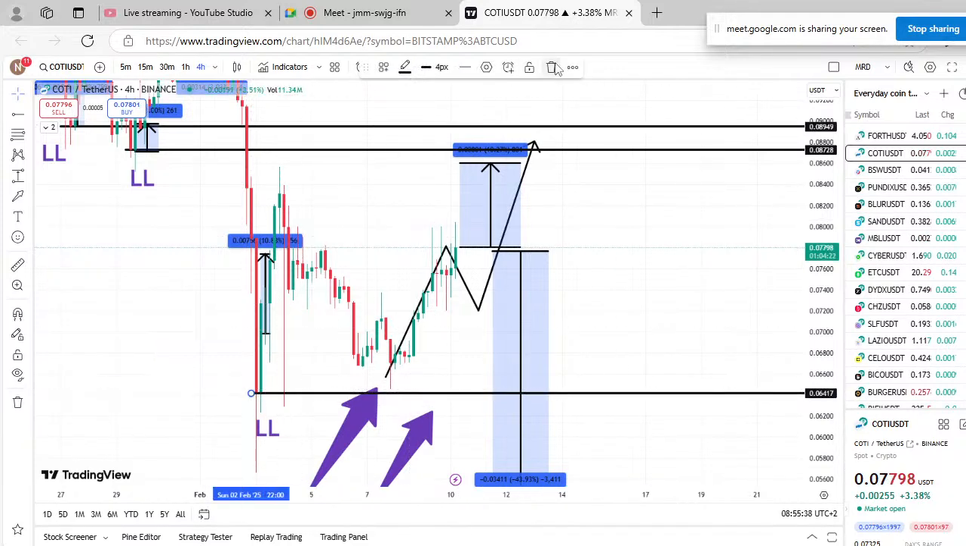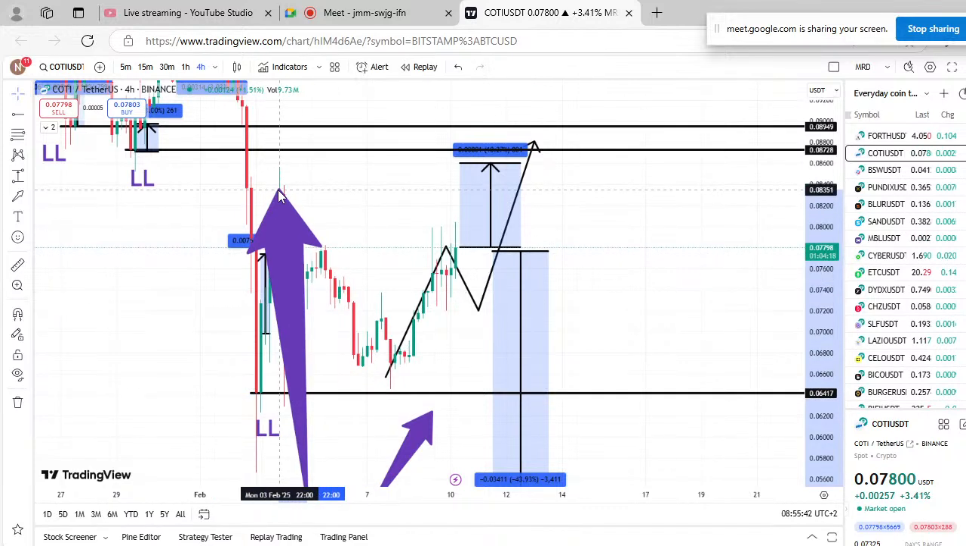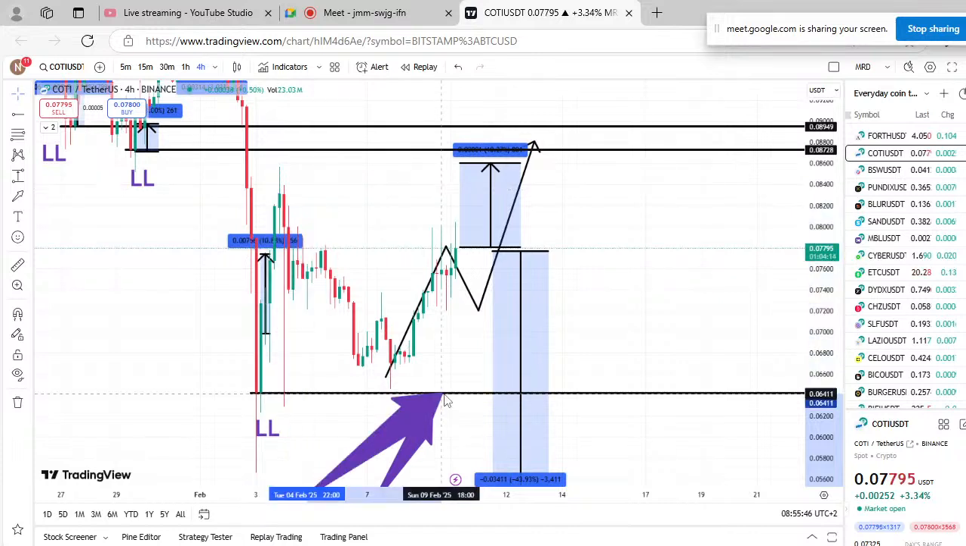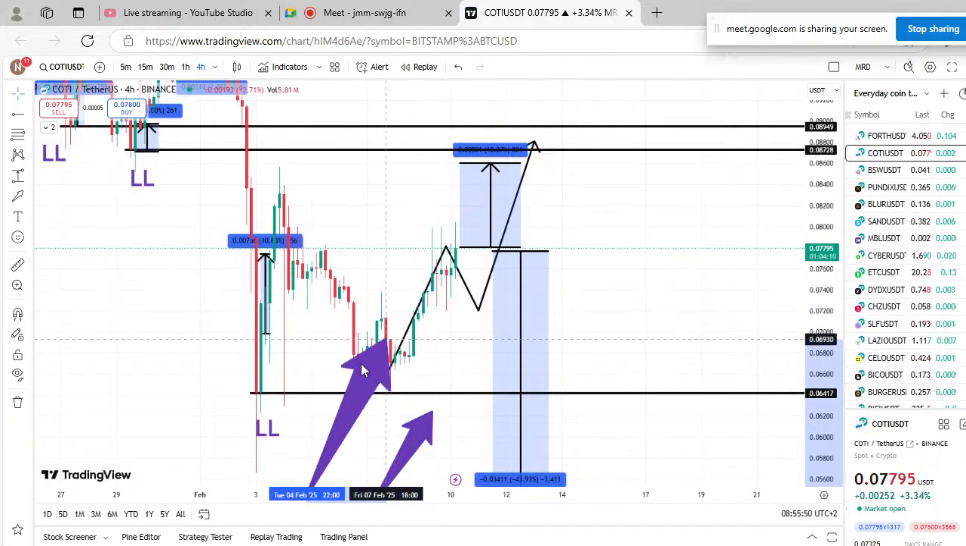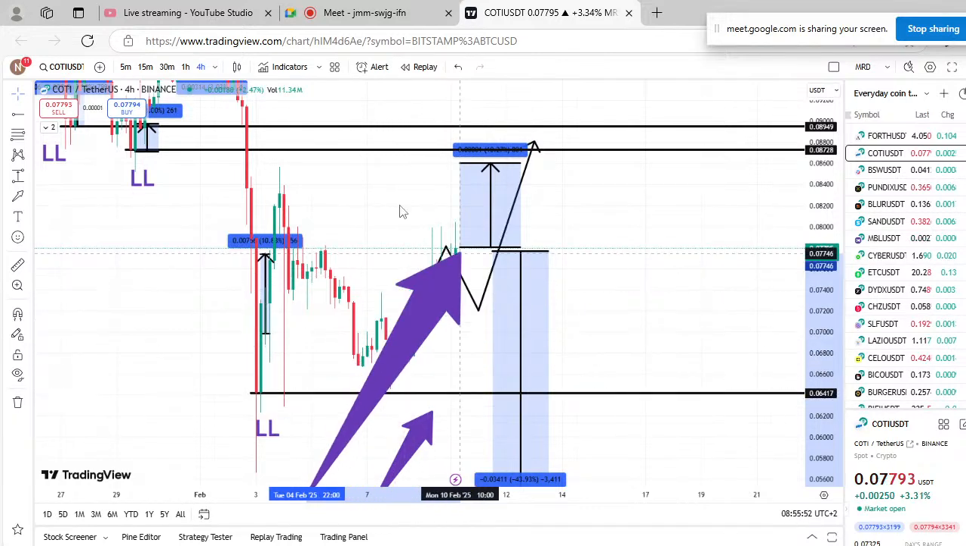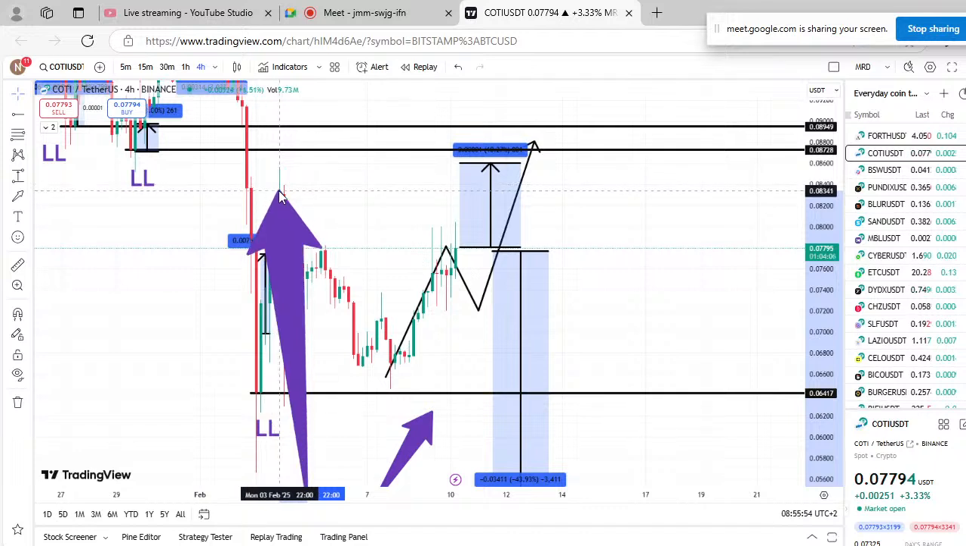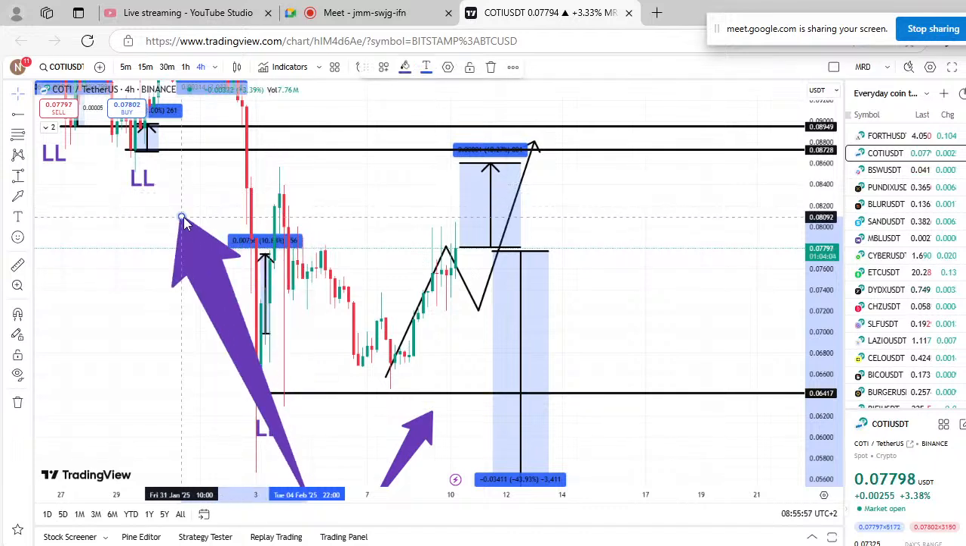So, we are waiting for the two: either it breaks this level or comes back and breaks this level. But since we failed at this point, I don't think it will come back. It will definitely break here. And that is the change of character, and that is the starting point of the uptrend. Are we together? That is the starting point of the uptrend if we break this level.